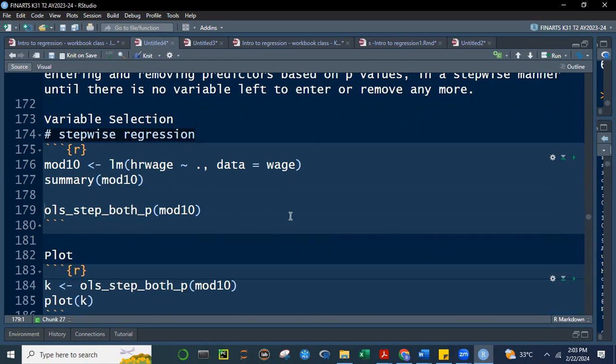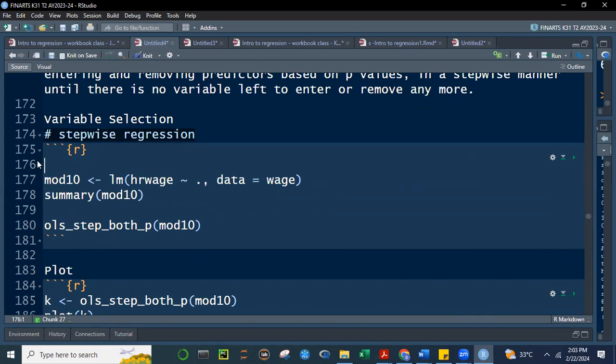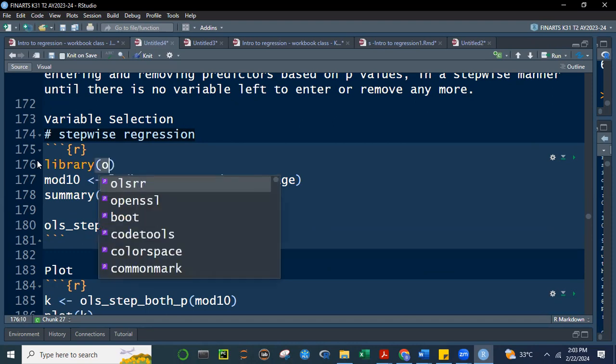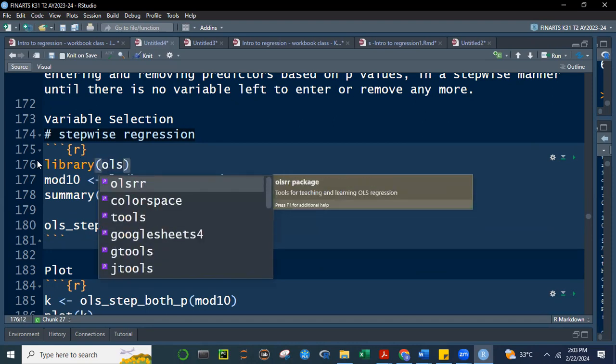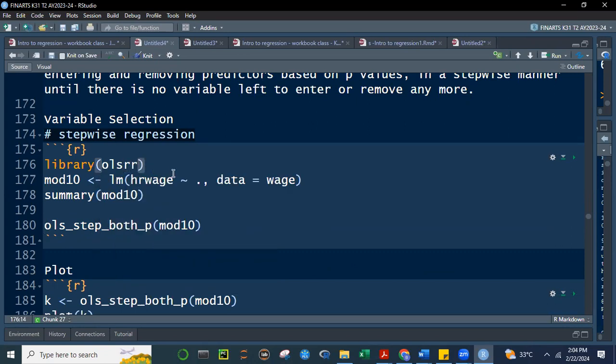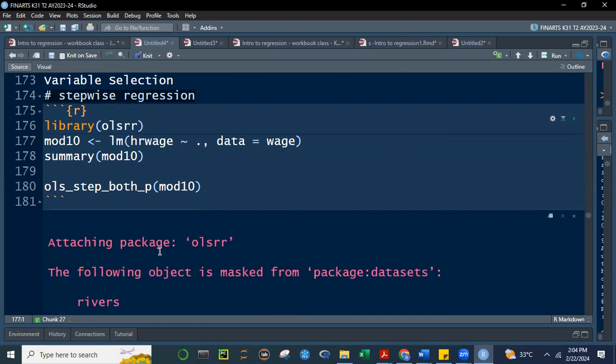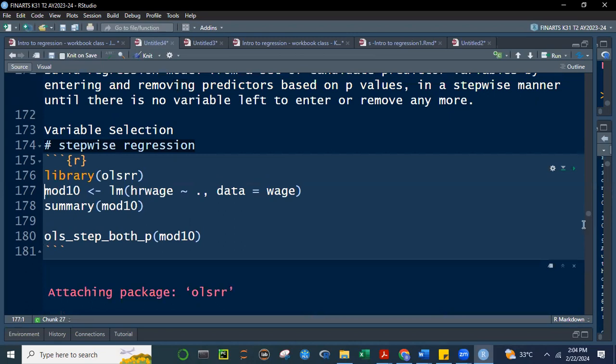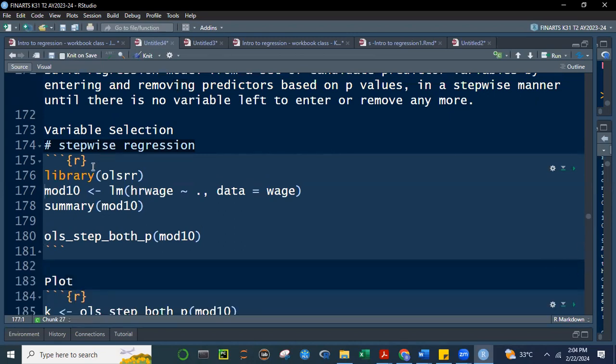And then, by the way, baka hindi nyo pa na-load. Dati na-install na natin si OLSRR, no? So just make sure that you have OLSRR. So this is tools for teaching and learning OLS regression. There. So make sure it's loaded. Okay, attaching package OLSRR.